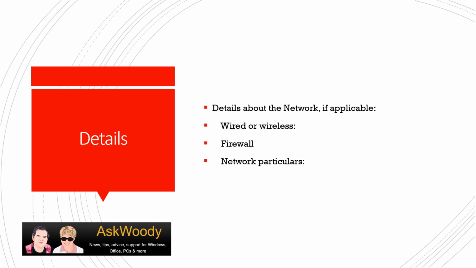You want to provide details about the internet or network that you're on. So if you're on a wired connection or wireless, if you have a third-party firewall, and any network particulars. And what I mean by that is, did you make any changes to your network configuration? Suddenly, is something looking different than it was before? Is something changed? Did a vendor come in and change your internet connectivity? So think about what's changed from when it worked before.